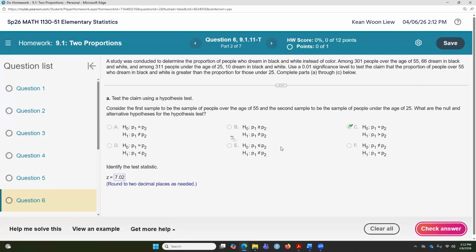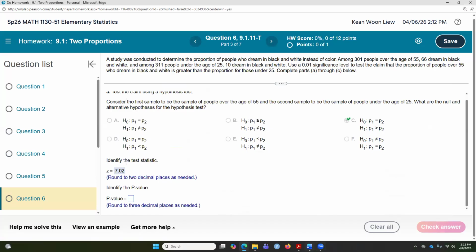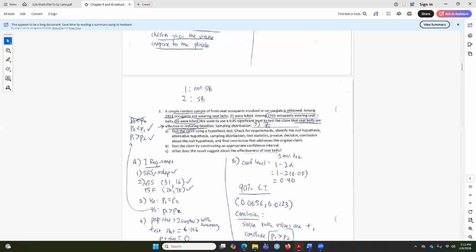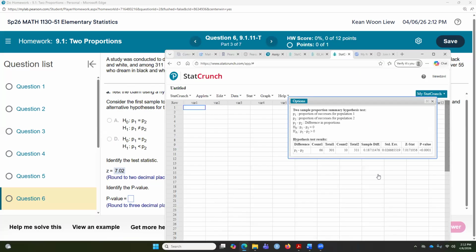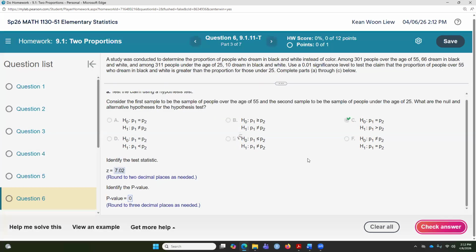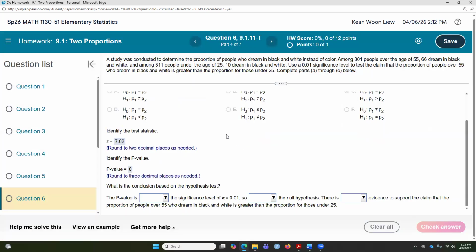And the next question is they ask you for the p-value. The p-value in this case is 0, because this p-value is less than 0.001, so that is a 0 in this case. And now you're making the decision and the conclusion. Since the p-value, which is 0, is less than alpha, which is 0.01, we will reject. If the p-value is less than the significance level alpha, we reject. And in this case, we're picking the first: there is sufficient evidence to support the claim.